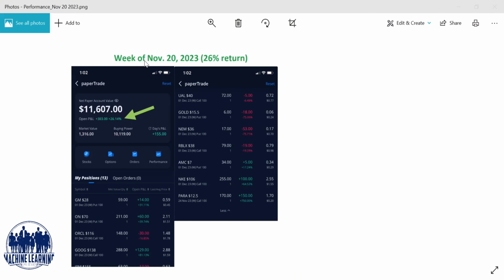Here, we're looking at the performance for the week of November 20th. We can see that we got a 26% return. There it is. We made $303 in profit. Yes, it is a paper trade account. We're using this for testing purposes. However, for the last 3 weeks, we have gotten positive returns. We got 40% on the first week, 97% on the second week, and the last week, which was last week, we got 26%. We'll be doing the same with this coming week's performance.